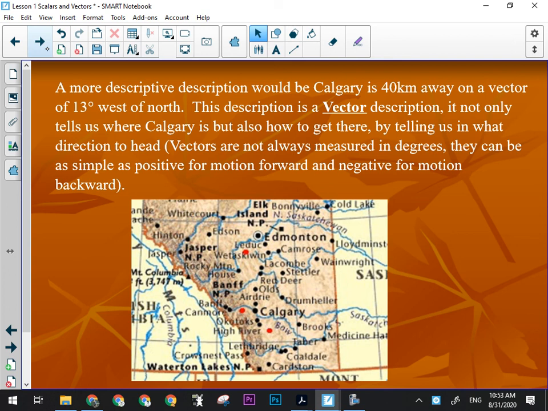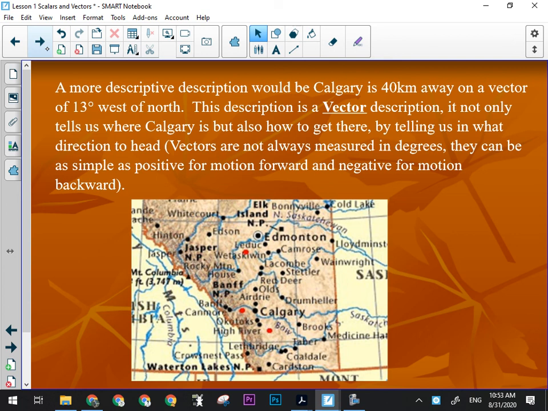It isn't more accurate. People get this idea that vector quantities are more accurate because they also contain a direction. They're not. Accuracy depends on your measurement, not on whether you also add on a direction. If I say Calgary is 40 kilometers away at 13 degrees west of north, that's just as accurate as my scalar description of 40 kilometers, plus or minus 1 kilometer. I've just added the direction you should go. It's more descriptive, with additional information, but it isn't more accurate.